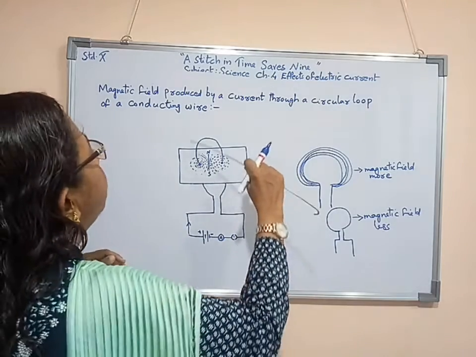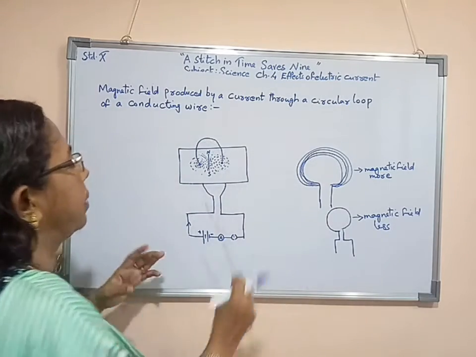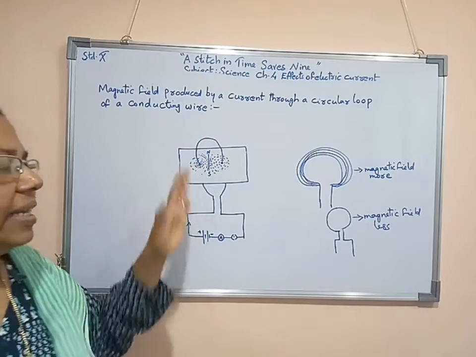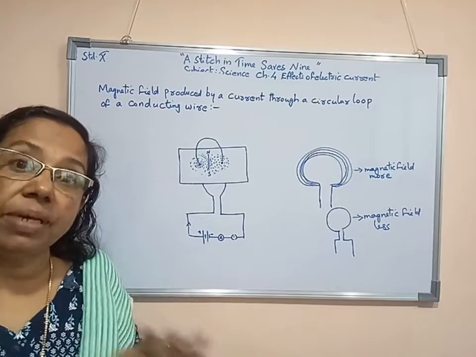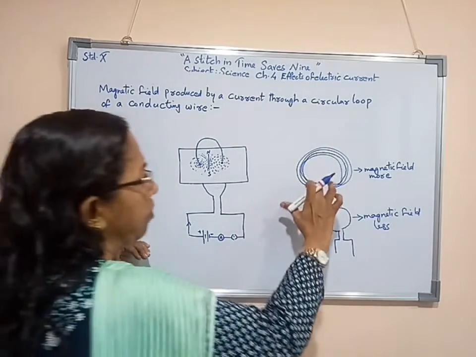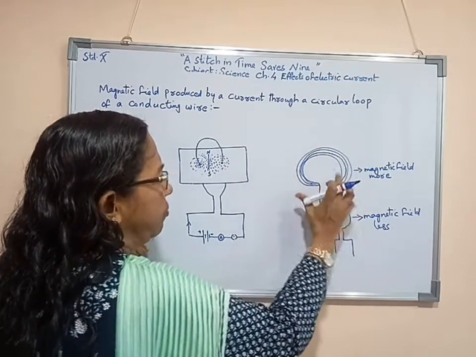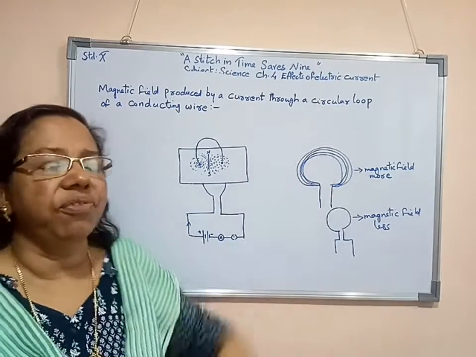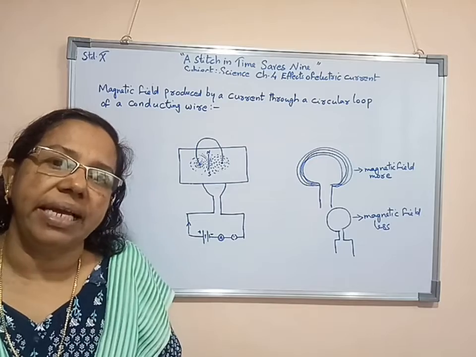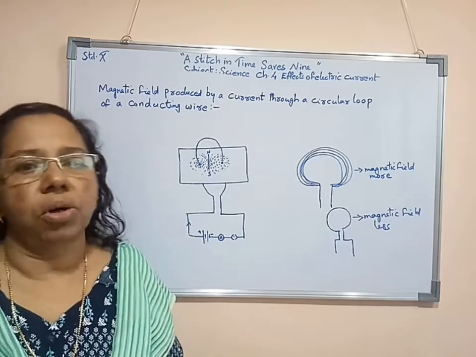If you are keeping a single loop, a single coil, we can say that the magnetic lines of force or magnetic field formation will be less. At the same time, if you are connecting and keeping a number of coils, a number of loops together, we can say that the magnetic field formation or magnetic lines formation will be more.